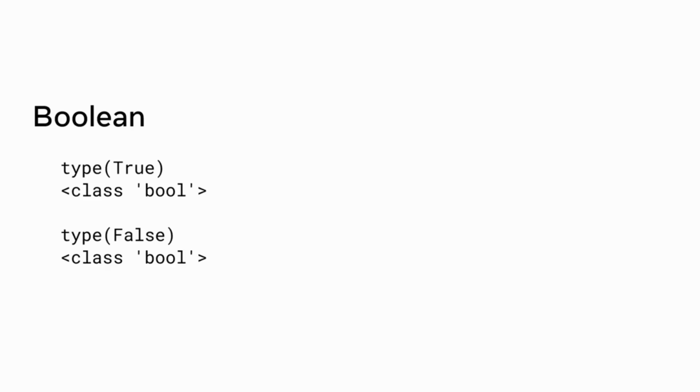Next, let's explore Boolean data types, which are simply represented as true or false. Combined with logical operators, Booleans are used to check whether a condition is true or false. In this example, I'm checking the underlying data type of the values true and false. The class bool is returned, meaning it is Boolean.